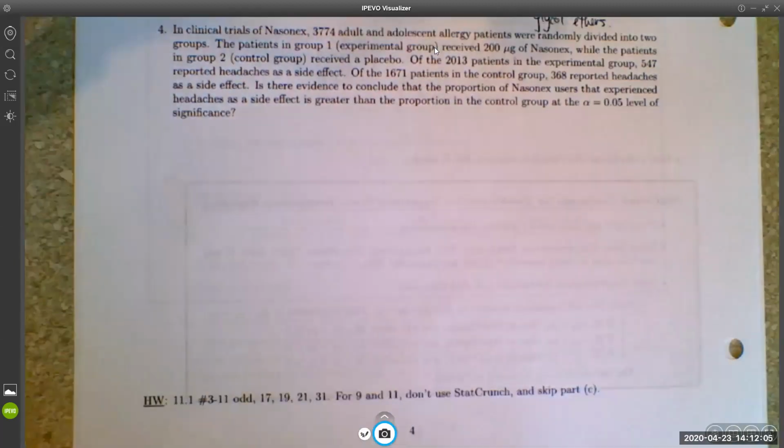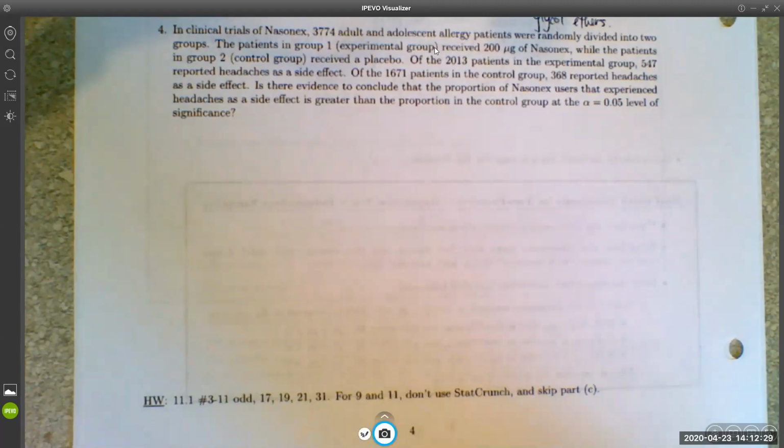It says, in clinical trials of Nasonex, 3,774 adult and adolescent allergy patients were randomly divided into two groups. The patients in group 1 received 200 micrograms of Nasonex, while the patients in group 2 received a placebo. So a sugar pill, right? You remember about placebos, okay?